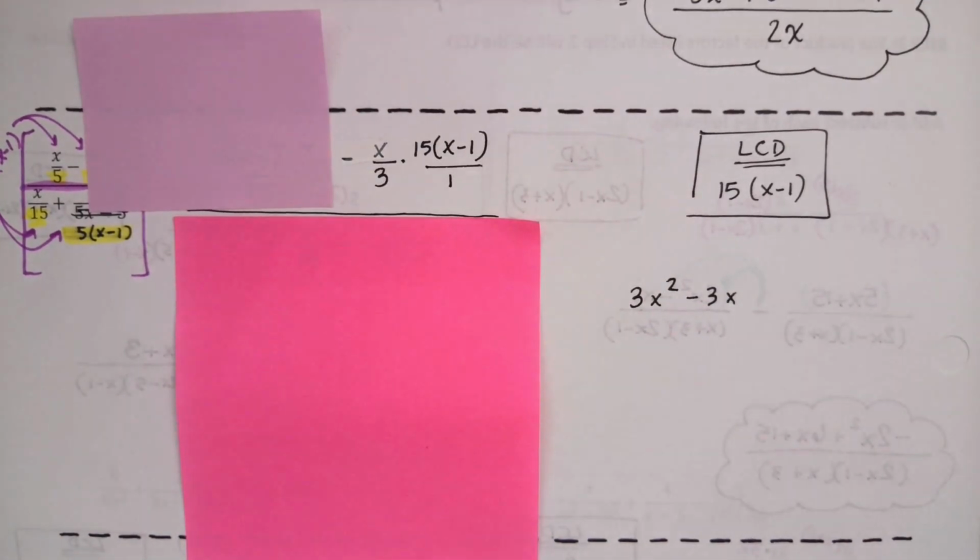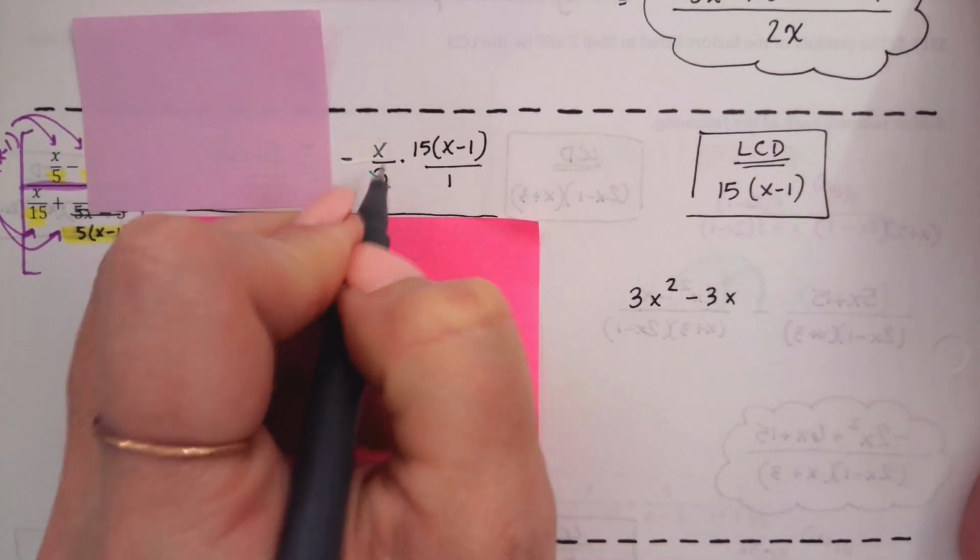Okay, look diagonally. Can we cancel anything? Yeah, 15 and 3 become 5 and 1. Very good. The 15 and 3 are becoming 5 and 1.